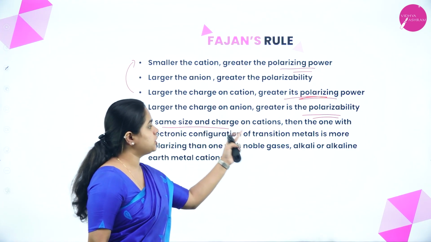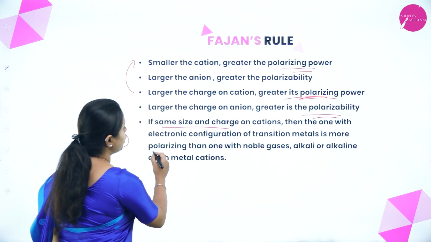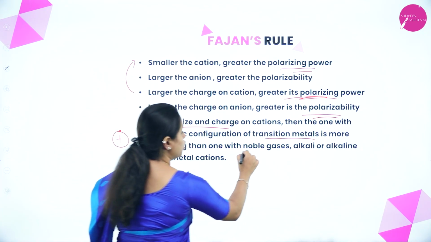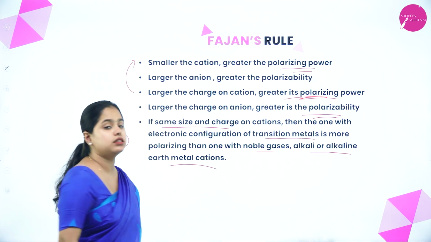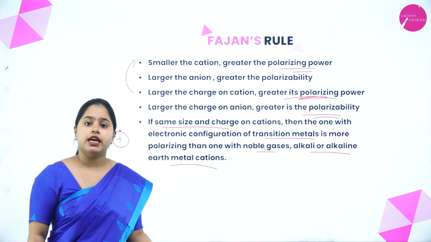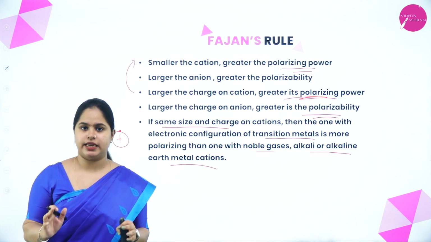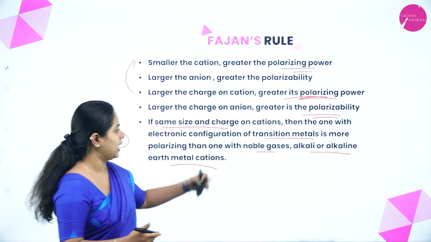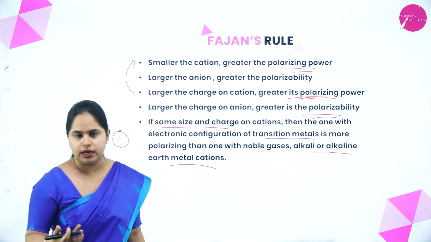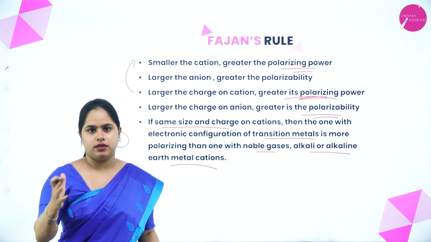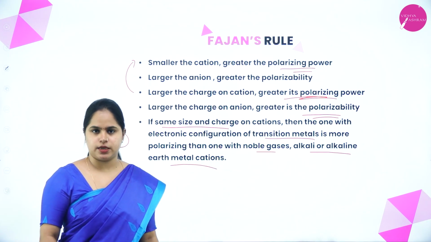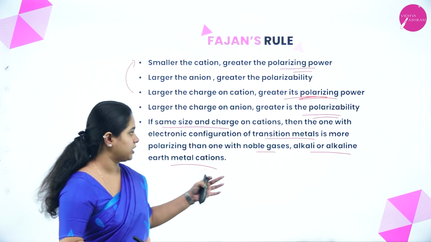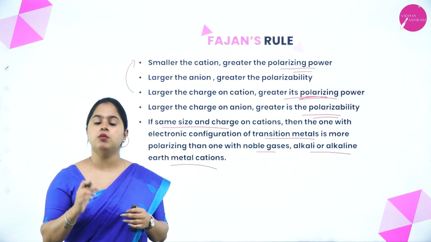If the cations have the same size and charge, then the one with the electronic configuration of transition metals is more polarizing than the one with noble gases, alkali or alkaline earth metal cations. If two cations have the same size and same charge, what we have to see is their electronic configuration. If the electronic configuration of the cation is that of transition metals, we know that they are d block elements, right? If d orbitals are present, they belong to the transition metals. So now we have to consider the electronic configuration. If it is that of transition metals, they will have more polarizing power.